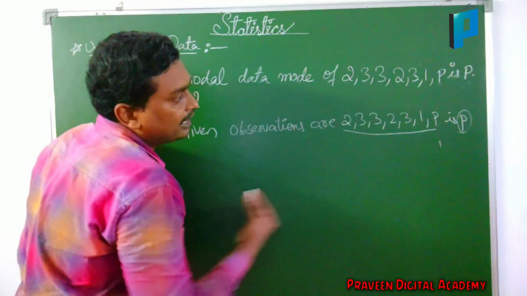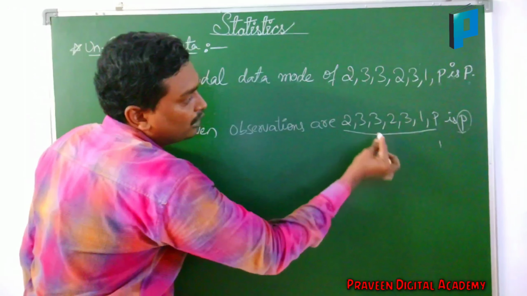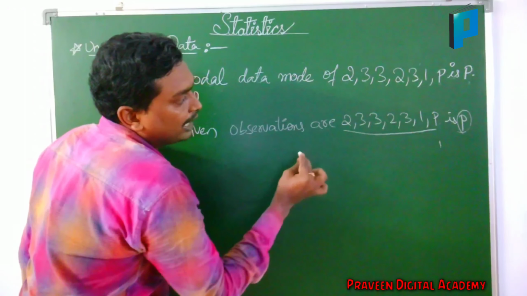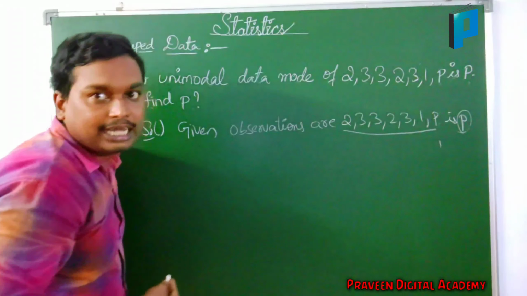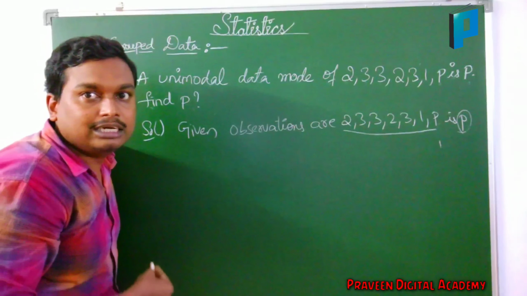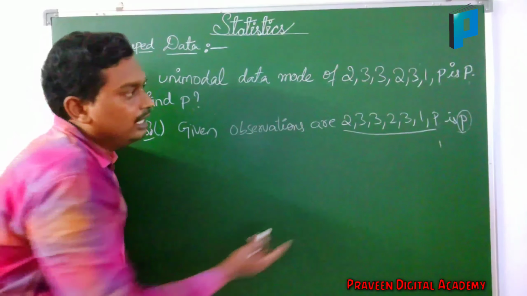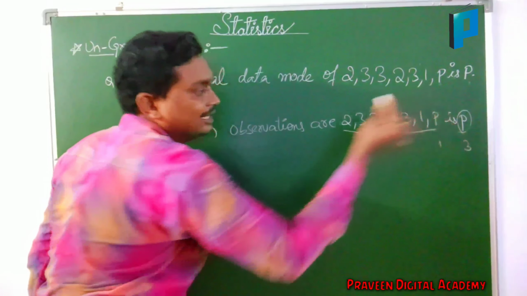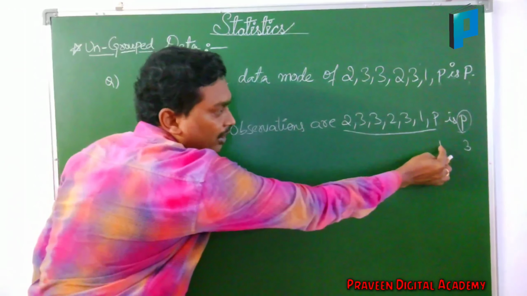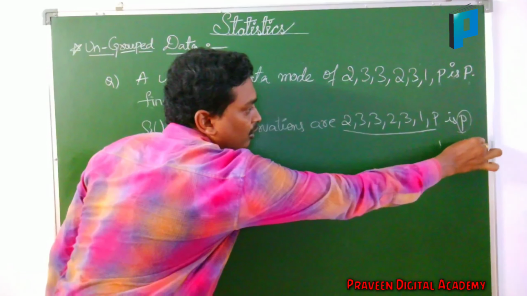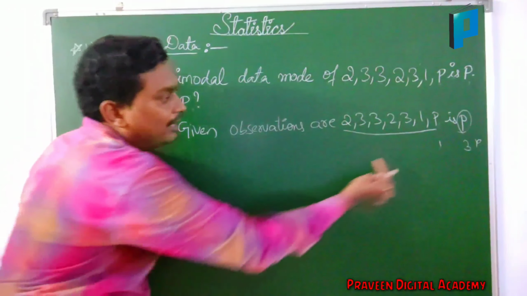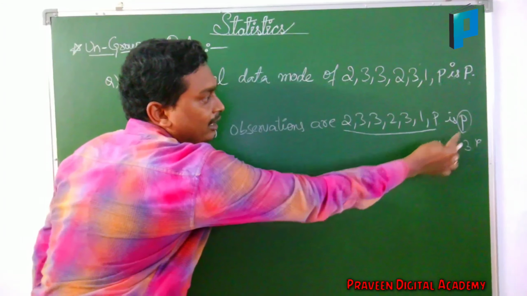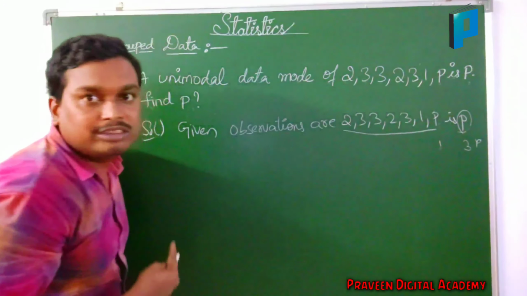What is the most repeating number here? 1 is repeated 2 times, 2 is repeated 2 times, 3 is repeated 3 times. So we will get the mode is 3. If you are keeping 1, you will get mode is 3. So here whatever we are keeping, we should get that one only. So this is wrong. In the place of P I am keeping 1, I am getting the mode 3.